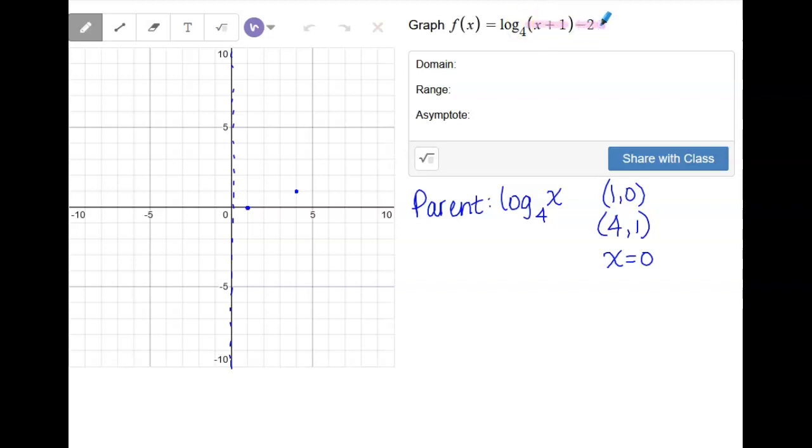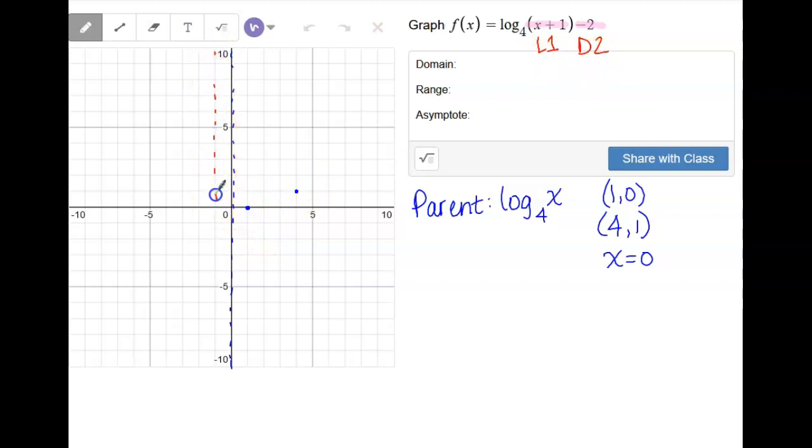But what we're going to look at is how this parent function is going to change because of these transformations here. Okay, so remember this one inside the parentheses is left and right, and it's changing signs. So this is going left 1, and outside the parentheses is up and down, and we keep the sign. So this is going, whoops, not up, down 2. So we're going to take everything here, the asymptote and these 2 points, and we're going to shift them left 1 and down 2.